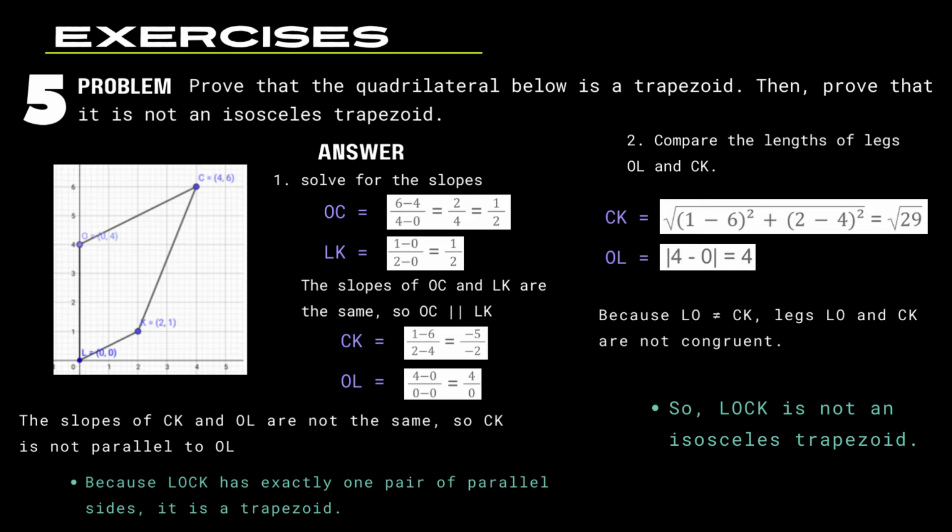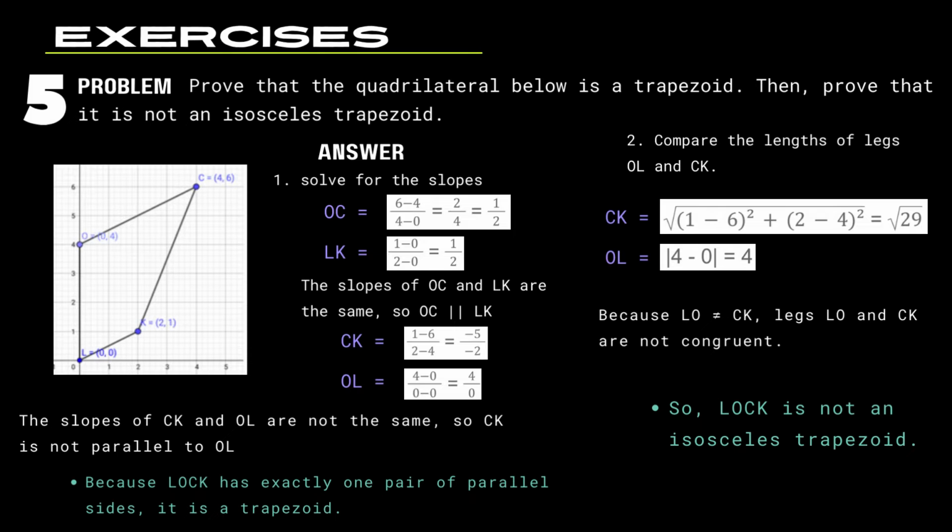Then for LK, which is equal to 1 minus 0 over 2 minus 0, that is equal to 1 half. And as you can see, OC and LK are the same. Therefore, they are parallel to each other. Now, next is for the slope of CK. That is equal to 1 minus 6 over 2 minus 4 is equal to negative 5 over negative 2.